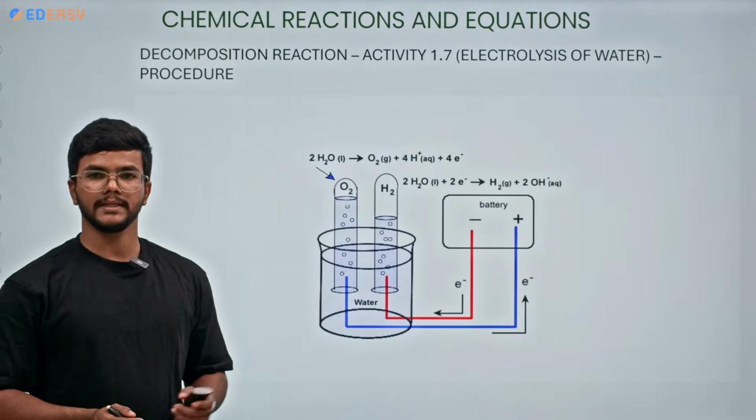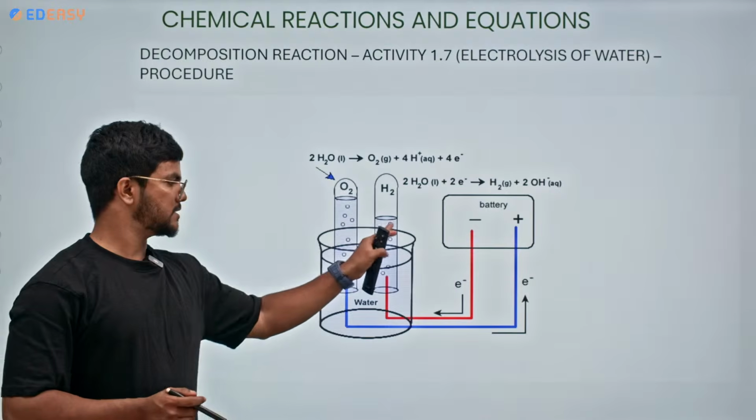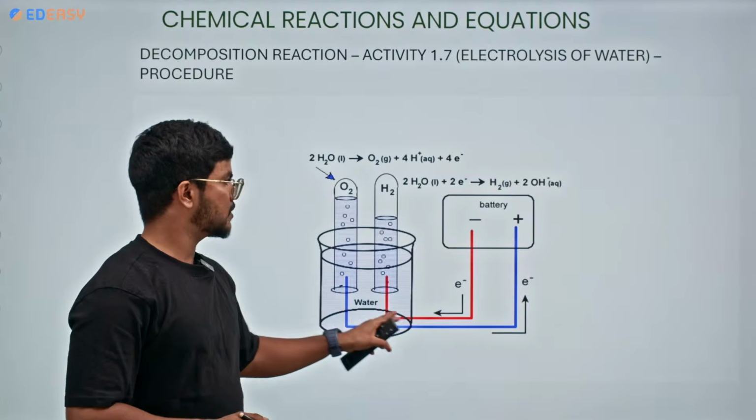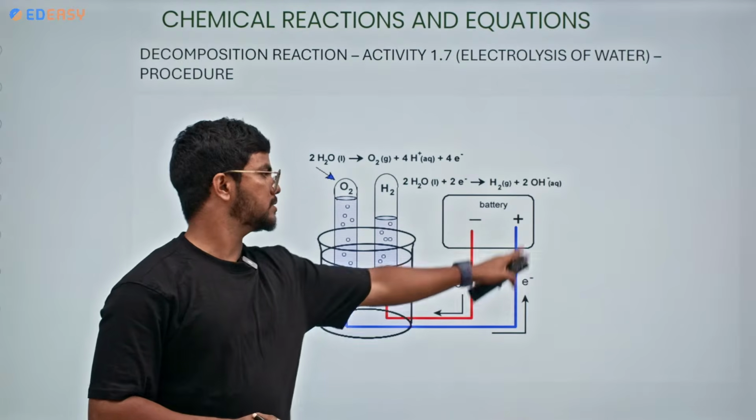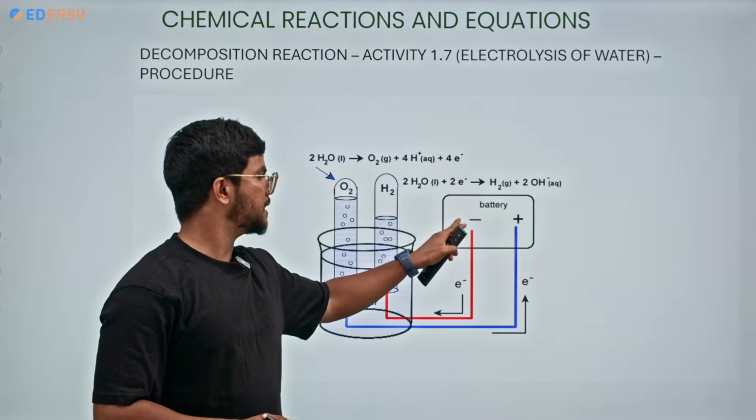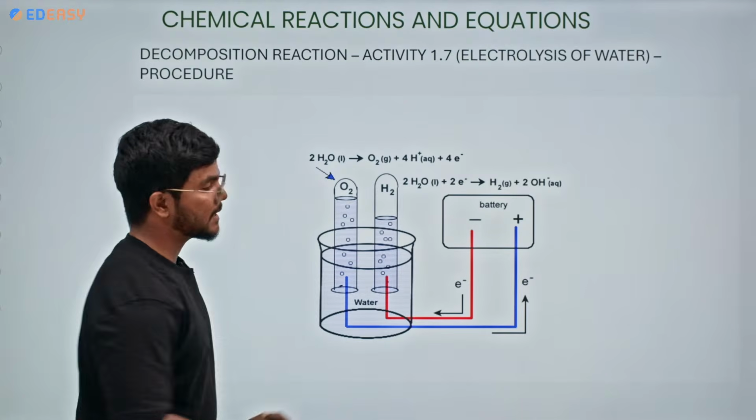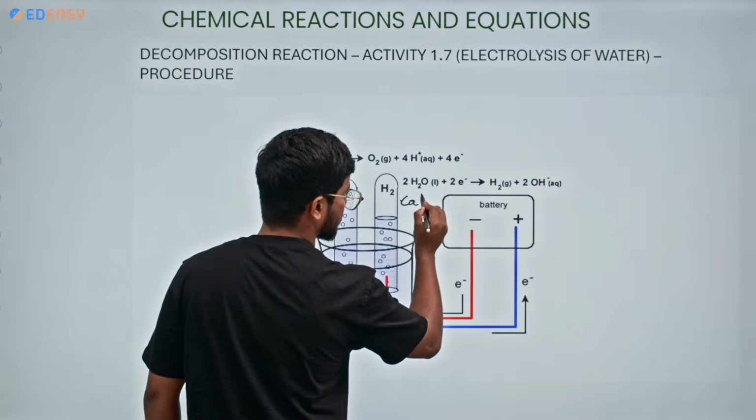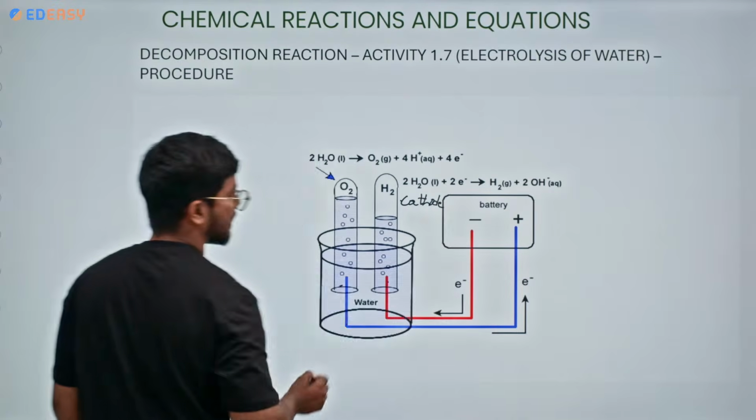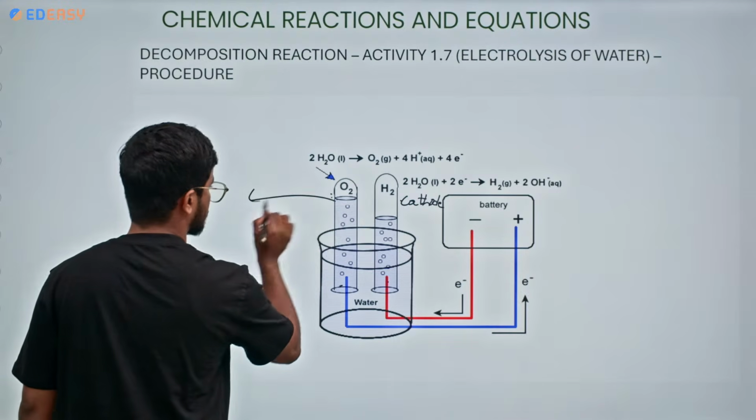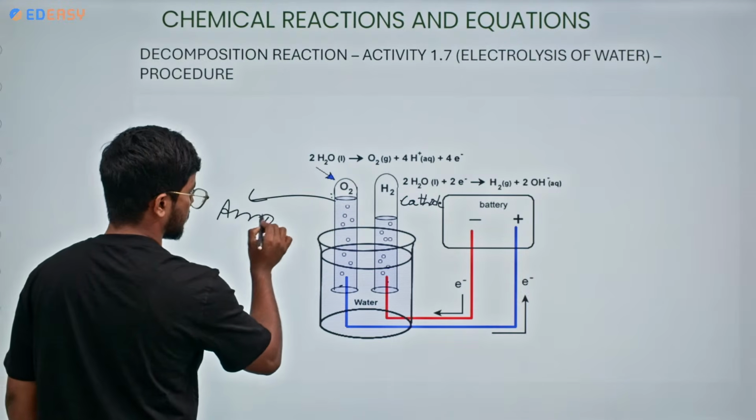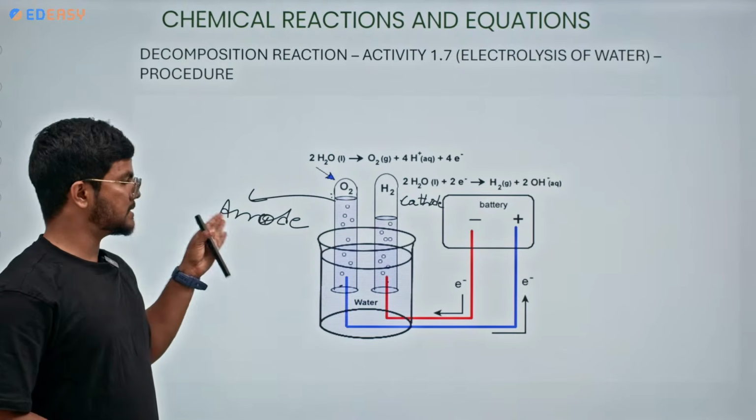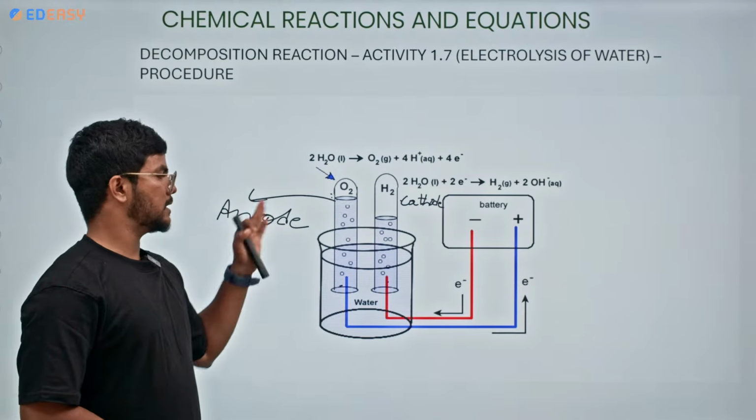You can see it in the diagram. Two test tubes are inverted. They are connected with the electrodes, and this electrode is the negative terminal, and this will be the positive terminal. The negative terminal is called the cathode, and the positive terminal is called the anode.